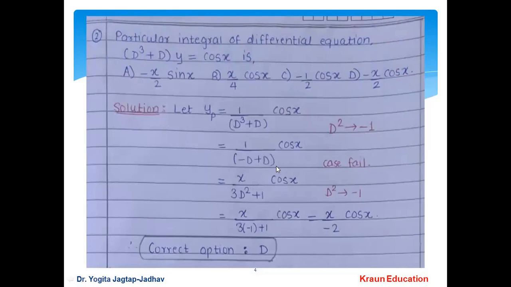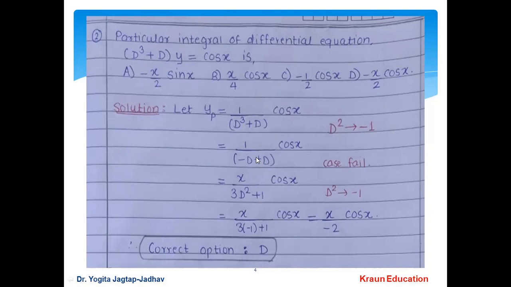Now in this example, to find the particular integral of the differential equation D cube plus D operating on y equal to cos x, these four options are provided. Once again, by using the definition of particular integral, we have yp equal to 1 upon D cube plus D operating on cos x. Here again, for cos of ax plus b, we replace D square by minus a square. Here a equals 1, therefore we replace D square by minus 1. Now we can split this D cube as D square into D, and replacing the D square part by minus 1, we have minus D plus D as a denominator, and therefore we are getting 0 in the denominator. That is a case of failure.